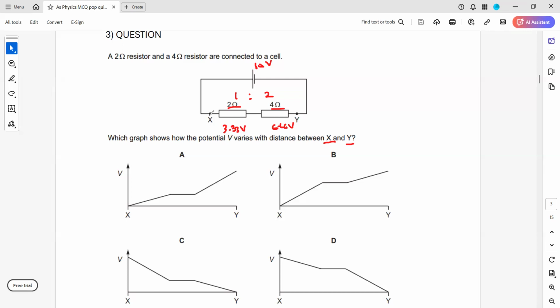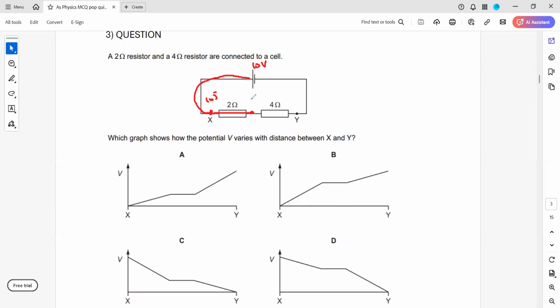So as we start from here, what will be the potential, the voltage? If I say I can take any number, let's say I took 10. So the charges will have 10 joules of energy. When it crosses the 2 ohm resistor, it will use some of its energy, and the ratio of the resistance is 1:2. So the ratio of voltage will also be 1:2.